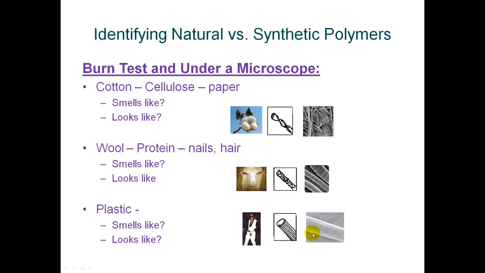And when you burn it, it smells like, well, what it is, which is a chemical. So it has a very chemical smell, and it's not going to smell like anything that you smell in nature. So that's the way to tell these 3 different types of fibers apart.